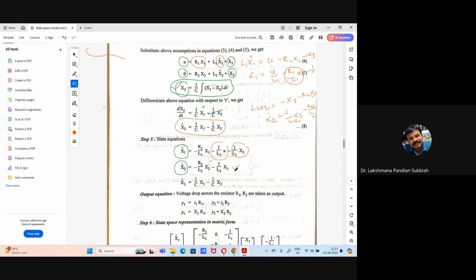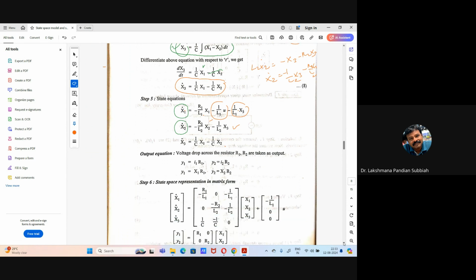Now we write x1 dot, x2 dot, x3 dot in matrix form, with the row x1, x2, x3. The x1 coefficient is the first term, there is no x2 coefficient, so we put 0, and then the x3 coefficient is this one. The input term appears only in this equation: 1 by L1 into u. Here there is no u term, so it is 0, 0.